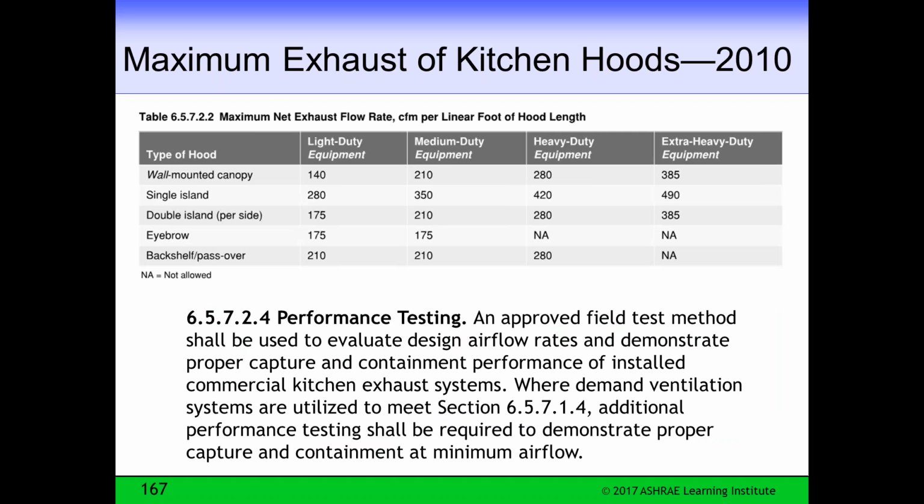Maximum exhaust hood for kitchen hoods. This is for 2010. Now, this table looks just like the table in the NFPA or in the building code, but if you look at it, it is the maximum net exhaust flow rate, CFM per linear foot of hood length. The one in the building code or the NFPA is the minimum exhaust flow rate, CFM per linear foot of hood length, and ours is for a certified hood. Theirs is for a non-certified hood.